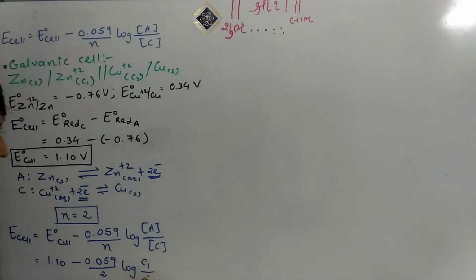First we will write this way, C1 upon C2, always denoted in capital box. We call this concentration. Once again I will write down the same equation, 1.10 minus 0.059 upon N, that is 2 log of, instead of C1 and C2 we can write down like this also, Zn plus 2 upon concentration of Cu plus 2, anode upon cathode.